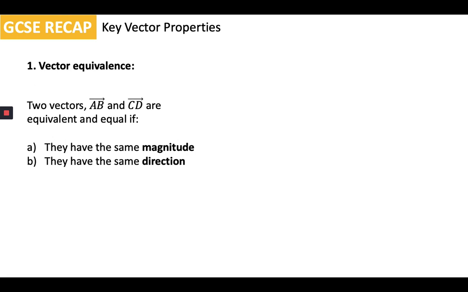Now, as we've said, the two things that define a vector are its magnitude and its direction. And so for two vectors, for instance AB and CD, to be equivalent and equal, they must have the same magnitude and the same direction. If one of those two things is different, they are not equal. So I have these two, AB and CD, and these two are equal to each other because they have the same magnitude, represented here by the length, and the same direction. These arrows are pointed in the same direction.